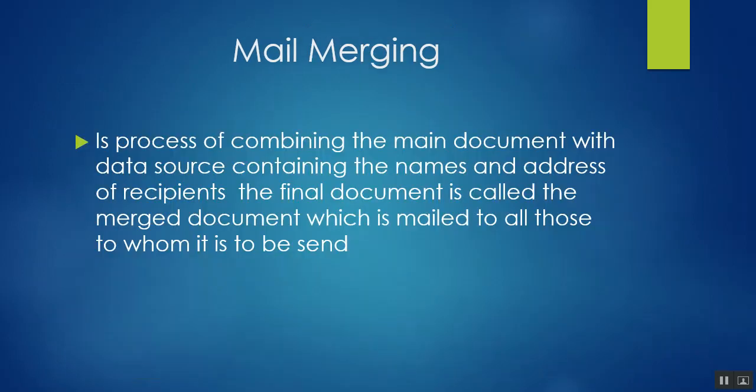So dear student, we can say that mail merging is a process of combining the main document, that is our letter over here, with the data source containing name and address of the recipient. When we combine these both documents together, the final document is called the merged document, which is mailed to all those people to whom it is to be sent.